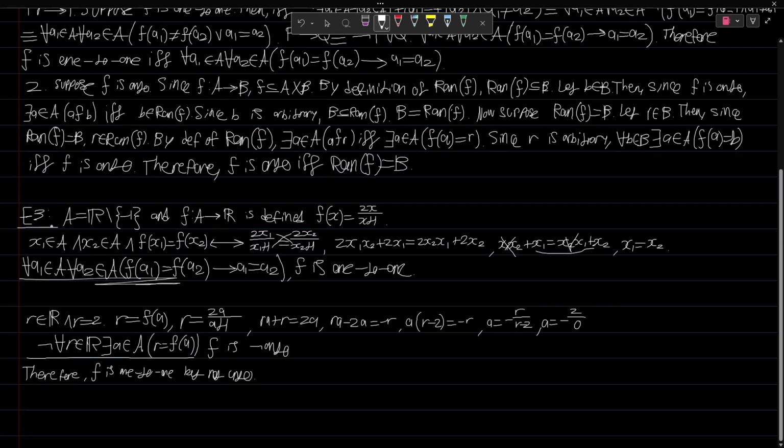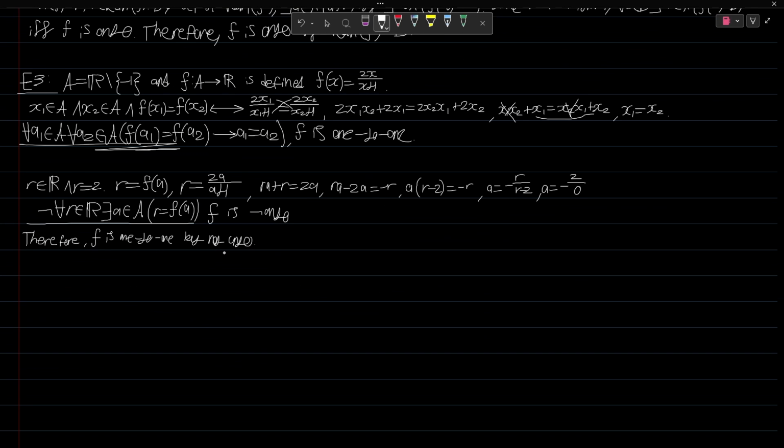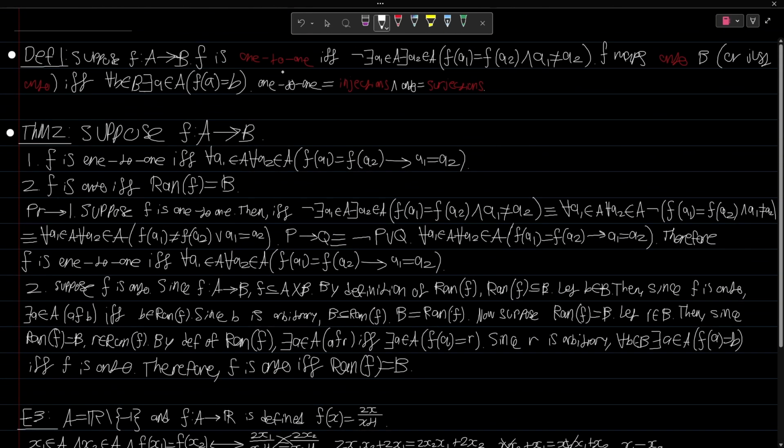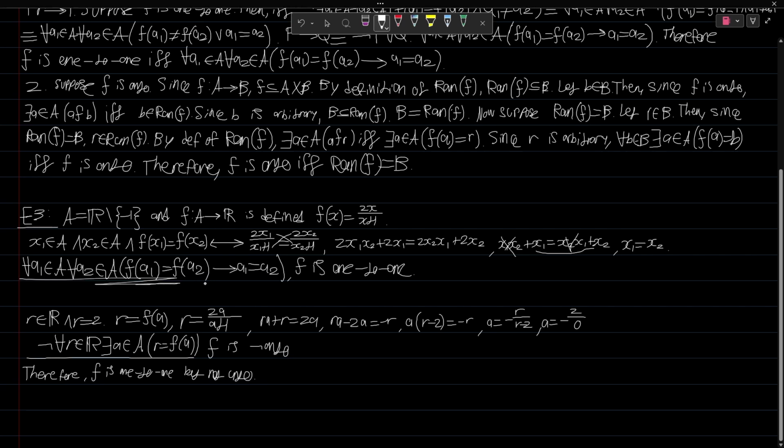So to answer the question from earlier, f is 1 to 1, but it is not onto. Notice how in this example, instead of proving the negative definition for 1 to 1, we proved the positive definition for 1 to 1. This is also just another example of how it is easier to work with positive statements. Way easier to do that than negative statements when working with proofs.